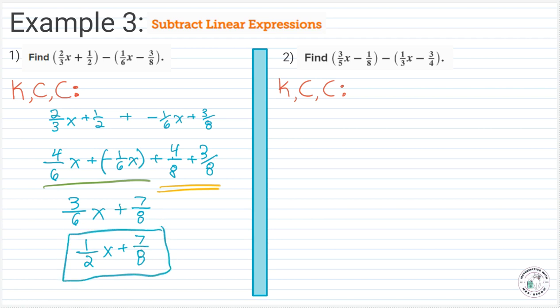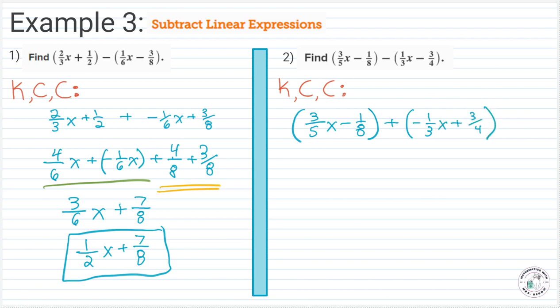So now for this next one, again involving fractions, we have 3/5 x minus 1/8 minus this 1/3 x minus 3/4. Again, keep, change, change. So we're going to keep the 3/5 x minus 1/8 exactly the same. We're going to change the subtraction to addition, and then we're going to change this second expression into its opposite. So -1/3 x and then plus 3/4.